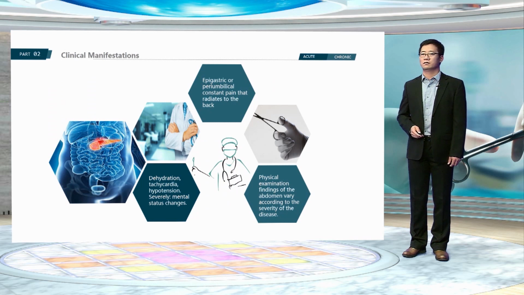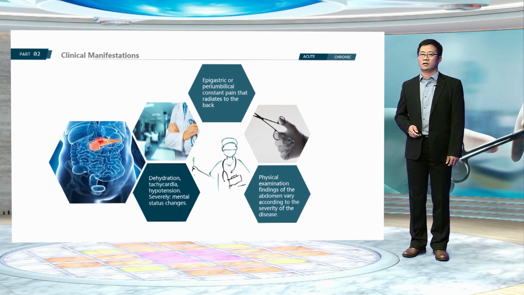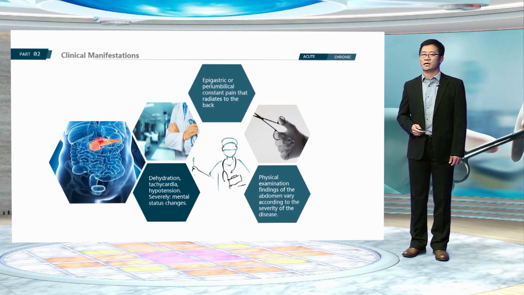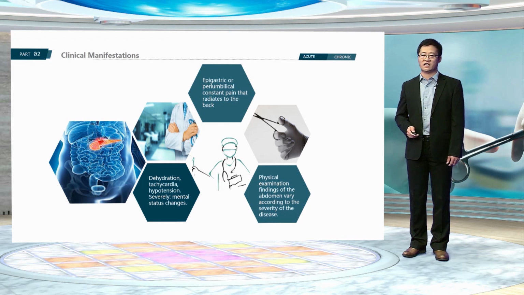Clinical manifestation. For AP patients, the patient may have epigastric or periumbilical area pain, while the pain is constant, usually radiating to the back. The patient may have dehydration, tachycardia, hypertension. For the severe case, there may be mental status changes. In the physical examination, the abdominal findings may vary according to the severity of the disease.